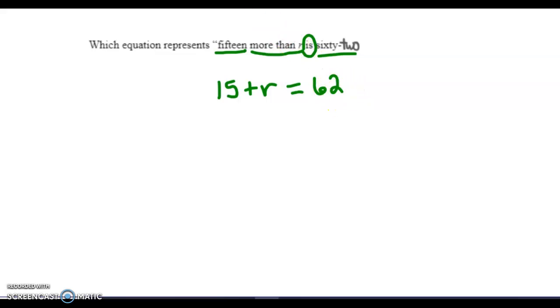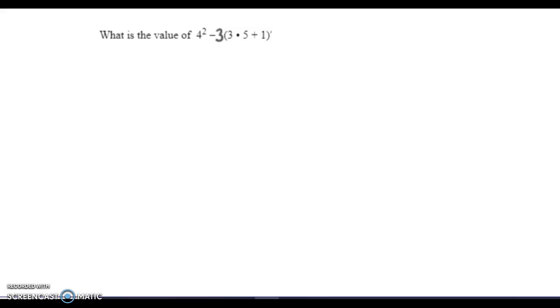I don't know exactly how it's going to be written. You could switch the order here. You could get r plus 15 equals 62. I'm not really sure what order they're going to write it in. When you add, you can add in any order. It doesn't matter if you do 2 plus 3 or 3 plus 2. It's going to equal the same thing either way. So let's look at the next one.